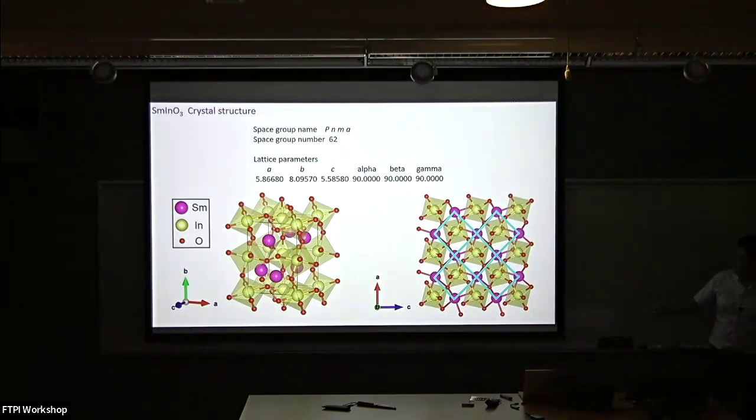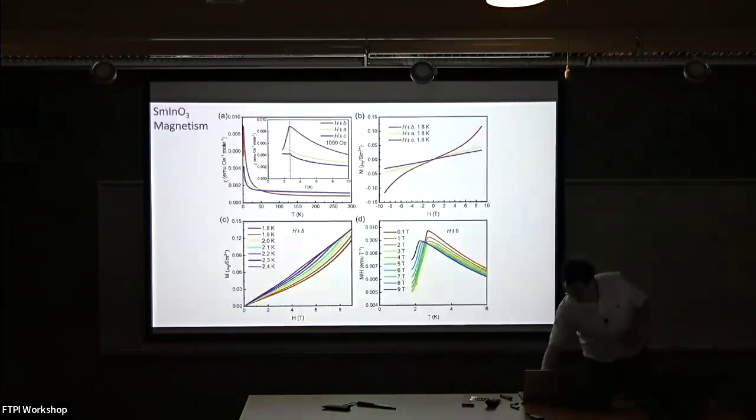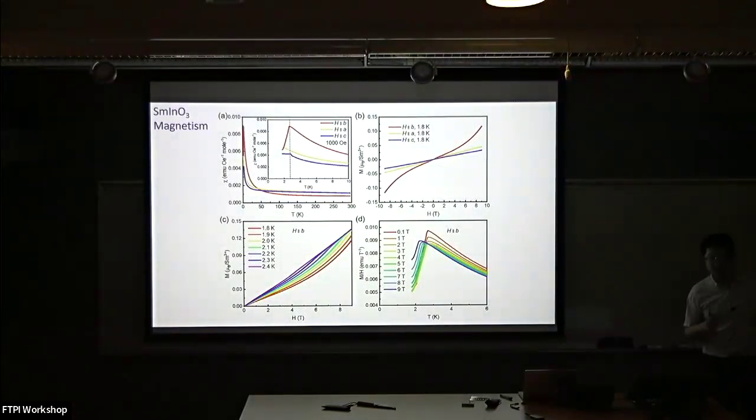Due to the orthorhombic distortion, the a and c axes have similar length, but the b axis is the longest axis. The magnetic sublattice of this material is a square lattice of samarium 3+ ions. Here is the magnetism. First, there's a clear anti-ferromagnetic transition at around 2.7 Kelvin, indicated by the peak in the susceptibility. We also measured the magnetization as a function of magnetic field at 1.8 Kelvin. You can see the magnetization along the b axis behaves differently from the a and c axes. There's an upturn, which is an indication of a metamagnetic transition. Okay, yeah.